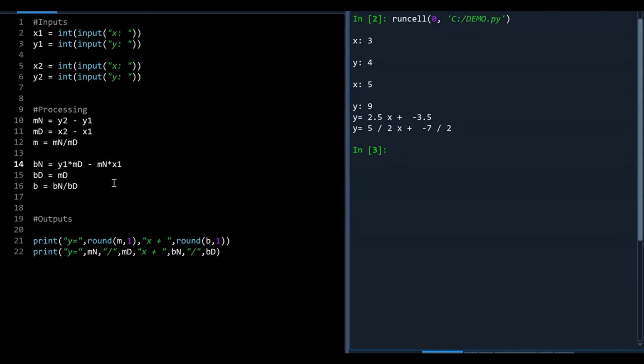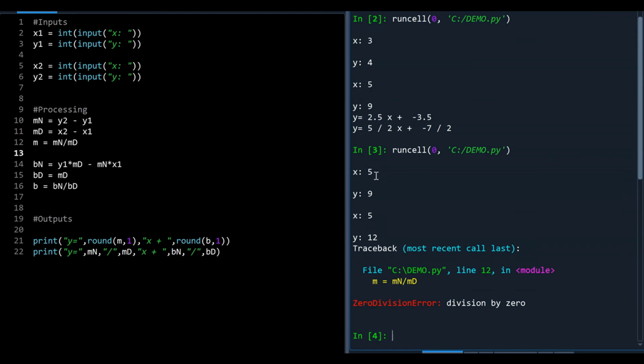It also, I don't believe, can handle vertical lines, right? Like if you did, say, 5, 9, 5, 12, okay? Yeah, it's going to give a division by 0 because my x values are the same. Again, I can't handle that yet without some more programming knowledge. So if you're doing something like that, that would be expected. It's kind of a limitation of your program at this point. But again, not the point, right?